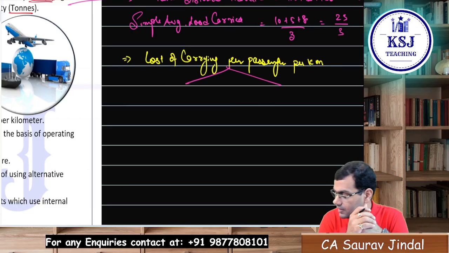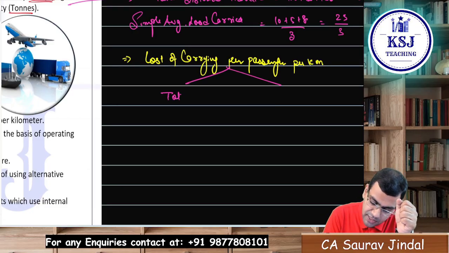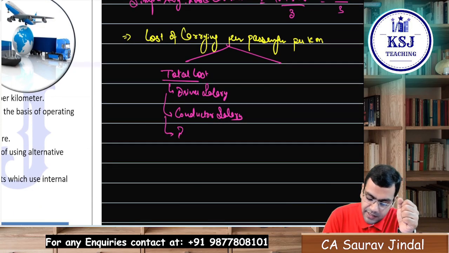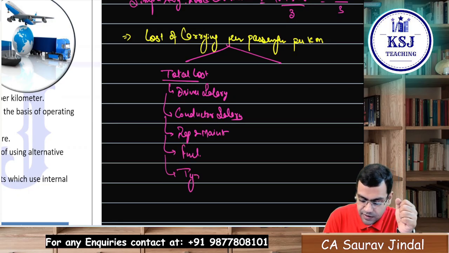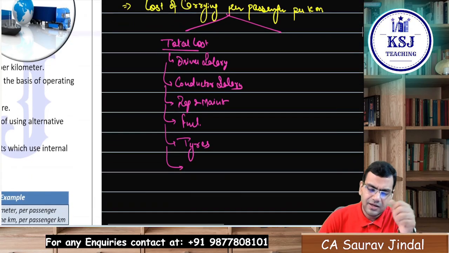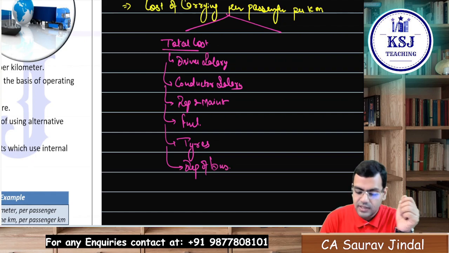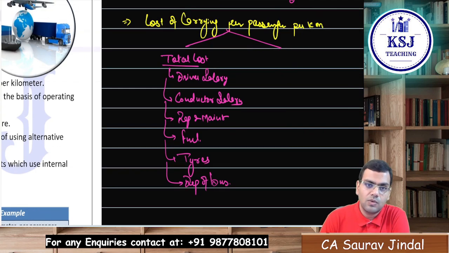The first thing I need to find out is the total cost incurred. Total cost can be the driver salary, the conductor salary, repairs and maintenance cost, fuel cost, tires cost, and the depreciation of the bus. All these things will be the total cost that we are required to find out.